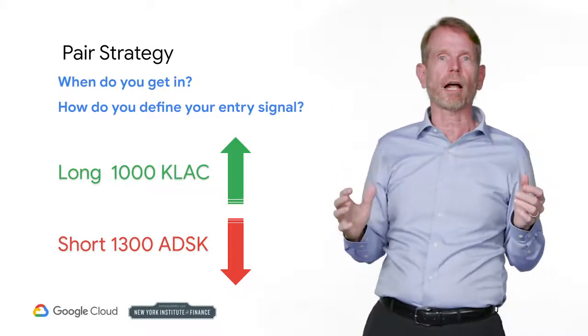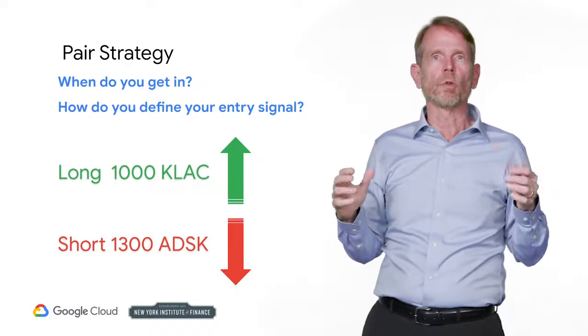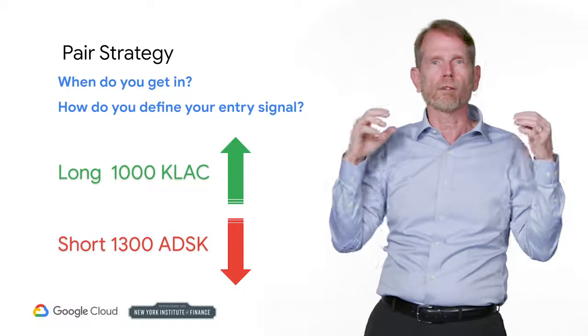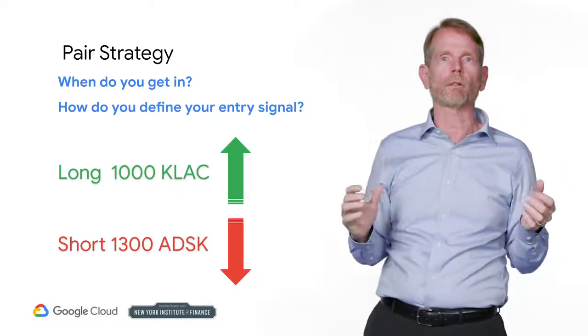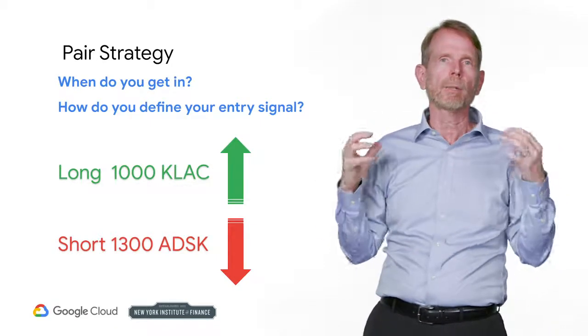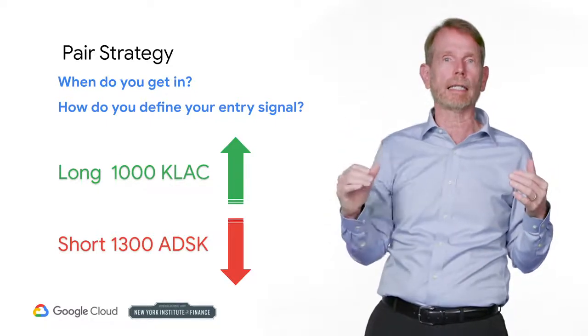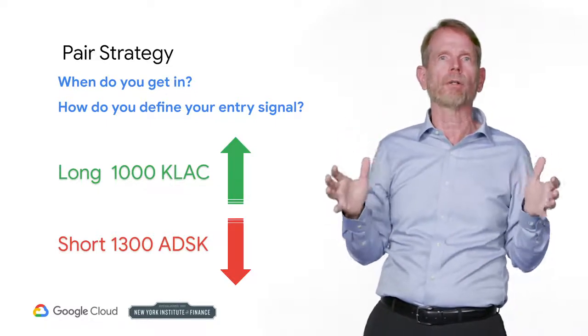Our strategy is outperformance. You want your long side to do better than your short side, or you want your short side to drop more than your long side. Typically, the hardest part of the strategy is knowing when to get in. How do you define your entry signal?